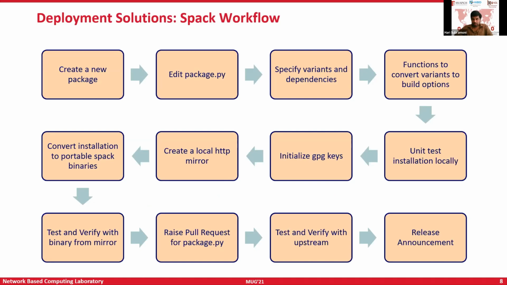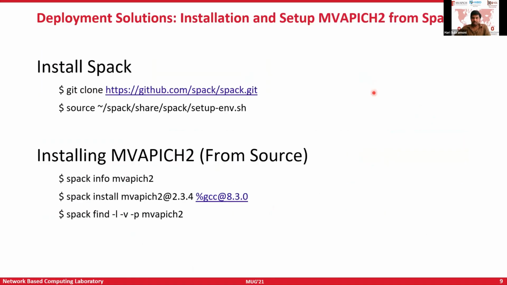Once we have done all of this internal Q&A, we raise a pull request for the new py file. Then it goes through a series of code reviews by the Spack folks. And once it has been upstreamed, we make sure that the code works and finally make the release announcement. Once this announcement has been made, you could clone the Spack Git, and source it as mentioned in the Spack user guide. Then if you want to install a particular version of MVAPICH2 for a particular compiler version, you can quite easily do that from source.